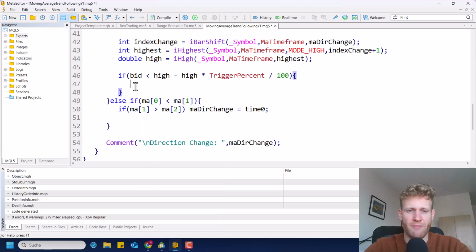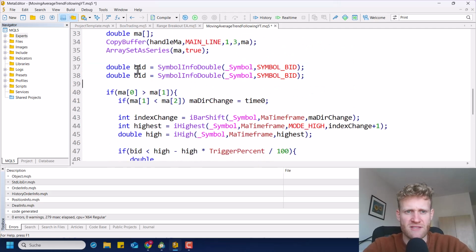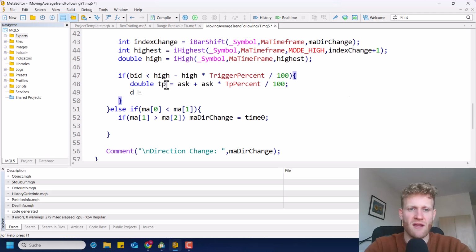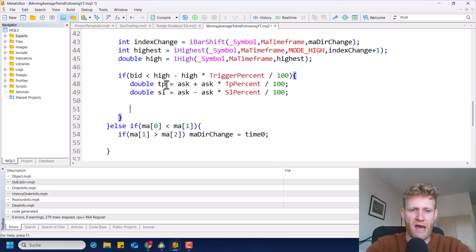And then if the bid dropped below the trigger level, then we want to open a buy position. So let's also get the ask price here, because we want to open buy positions at the ask price. So we say TP for a buy position should be, for example, ask plus ask multiplied with TP percent divided by 100. And then we also want to calculate the stop loss, which is ask minus ask multiplied with SL percent divided by 100.